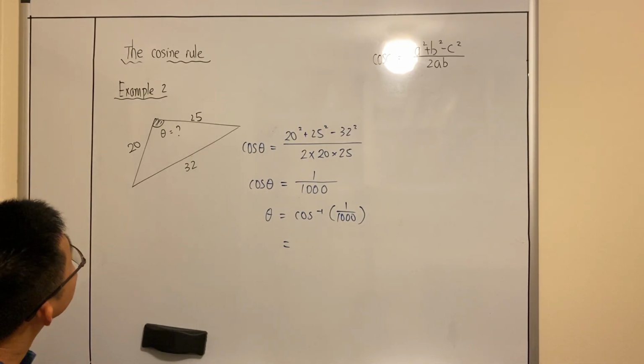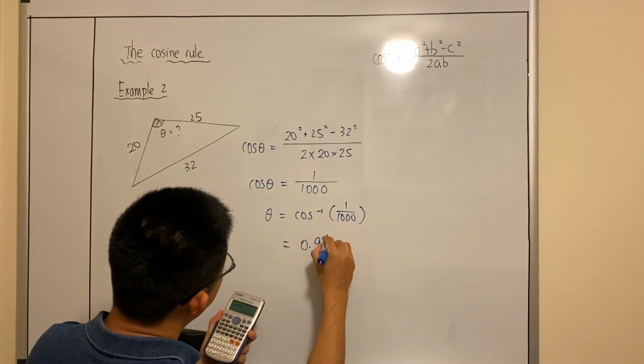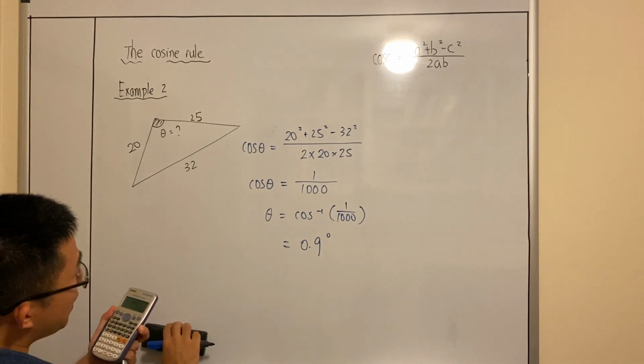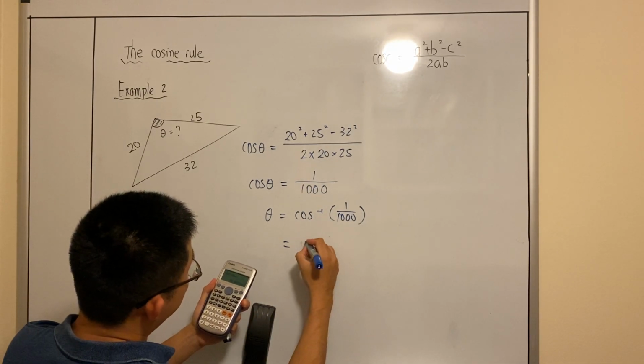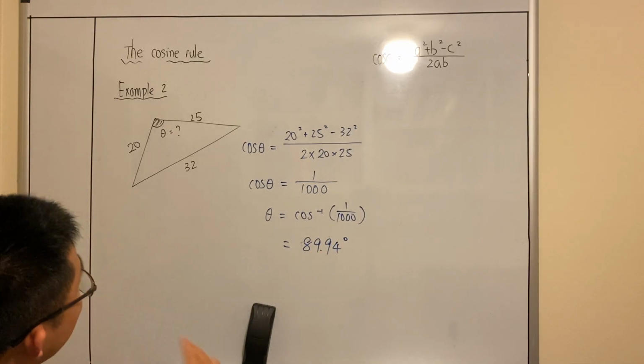And the angle I got is 0.9 degree. Okay, that's really interesting. 0.9 degree. Is that correct? Let's double check one more time. All right, nope, I made a mistake. The answer is 89.94 degrees. Excuse me, sorry.